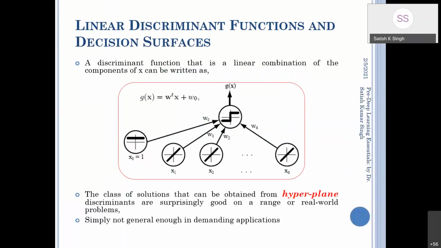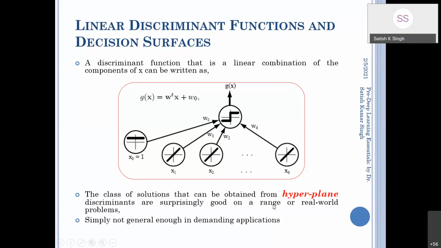So let me start the discussion with this simple figure. Here we can see the linear discriminant function and decision surfaces. We will discuss these things. Here, g(x) is w transpose x plus w naught. g(x) is a function that depends on the value of x. If there is a proper value of x, then the function will have a certain value.